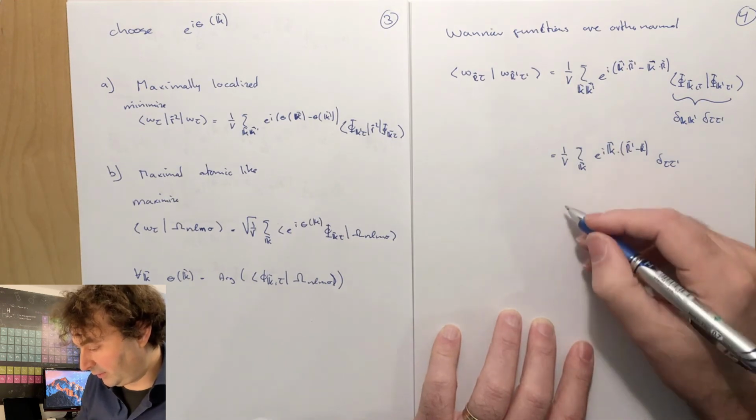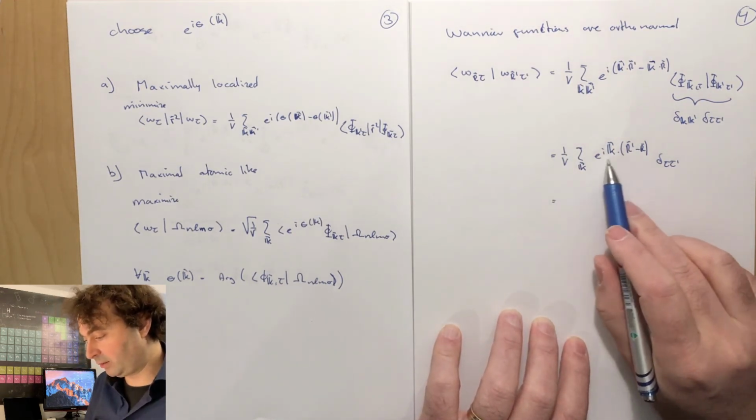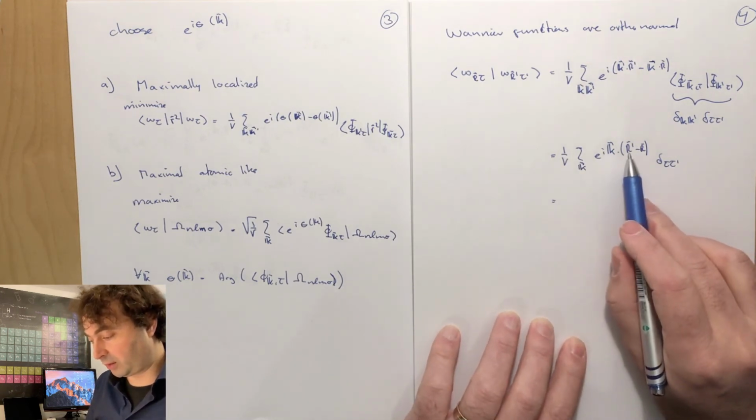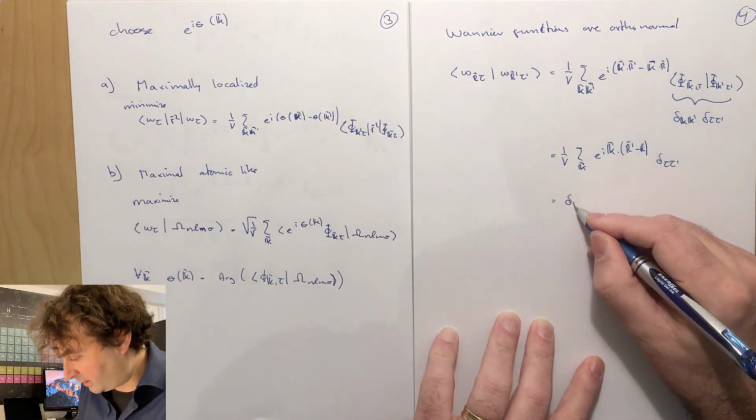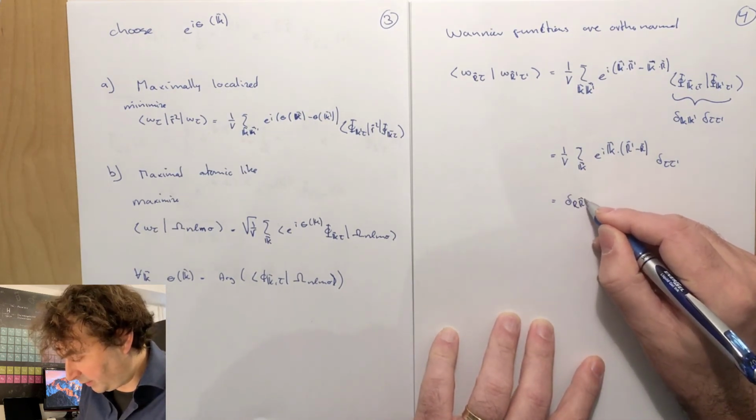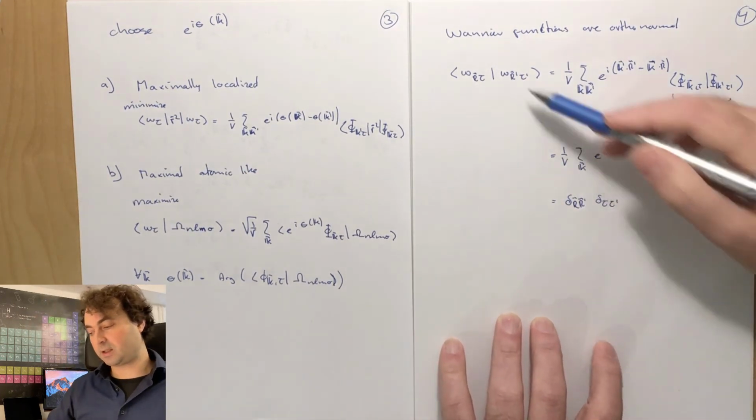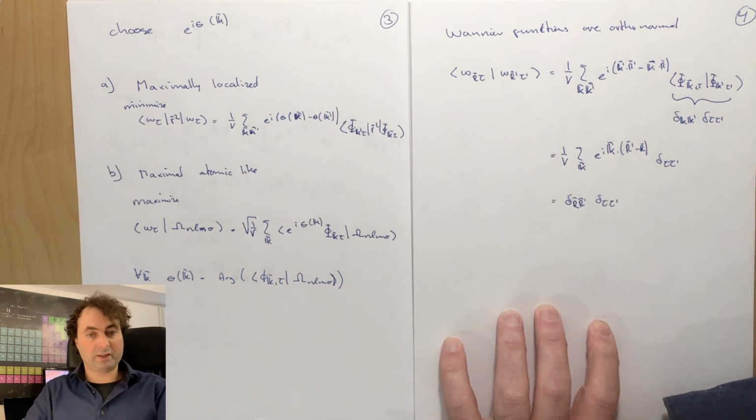There's no k on the left. And this is again a sum over all k vectors of the difference. This is an oscillating function except when r prime is equal to r. So this is delta r r prime, delta tau tau prime. This is exactly what we wanted to show, that our Wannier functions form an orthonormal basis set.